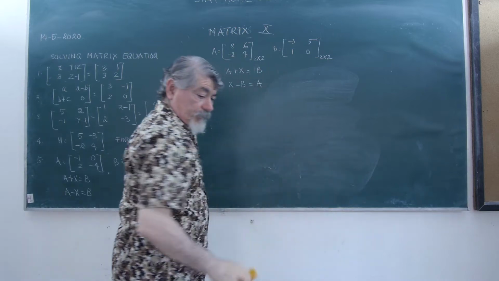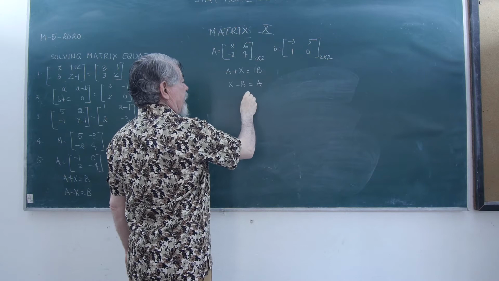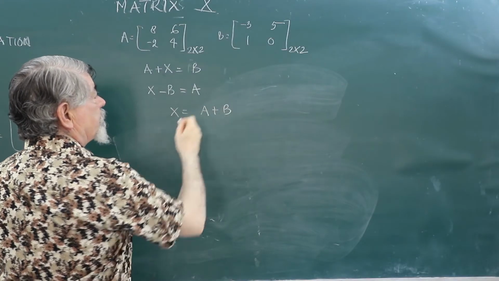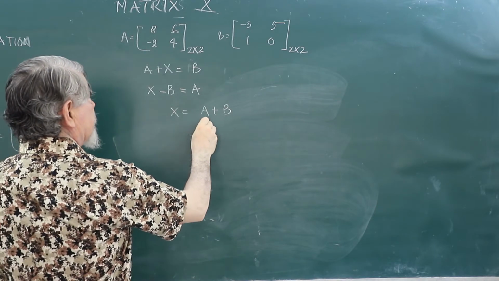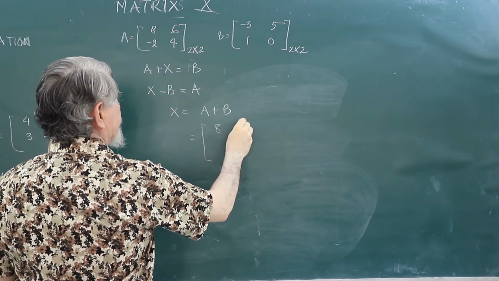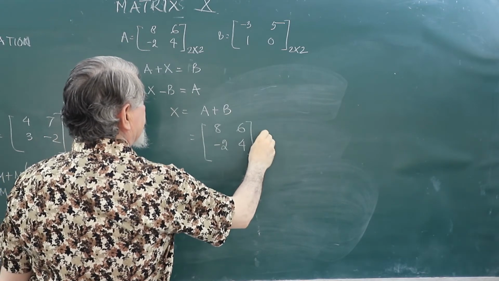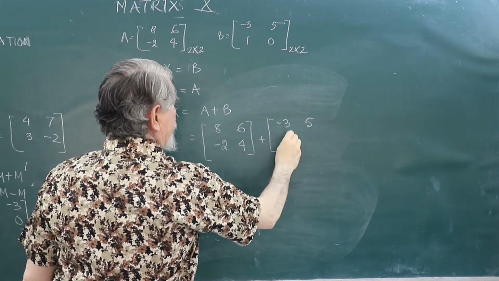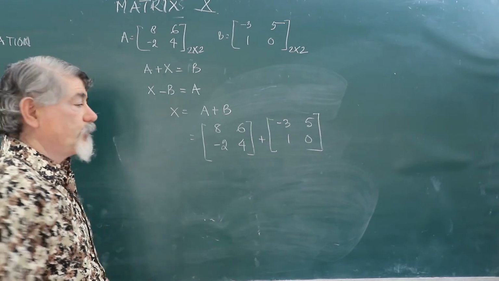In the second part of the question I have X minus B is equal to A. So X can be written as A plus B. That means simply you add the matrix A and B. The matrix A is 8, 6, minus 2, 4, and the matrix B is minus 3, 5, and 1, 0. So if I add these two matrices, what will I get?